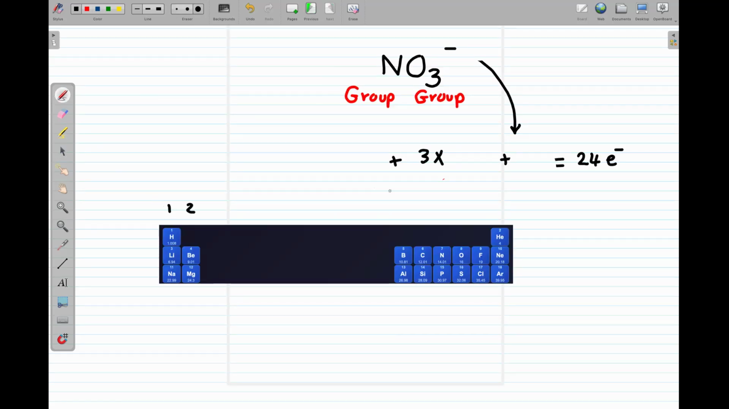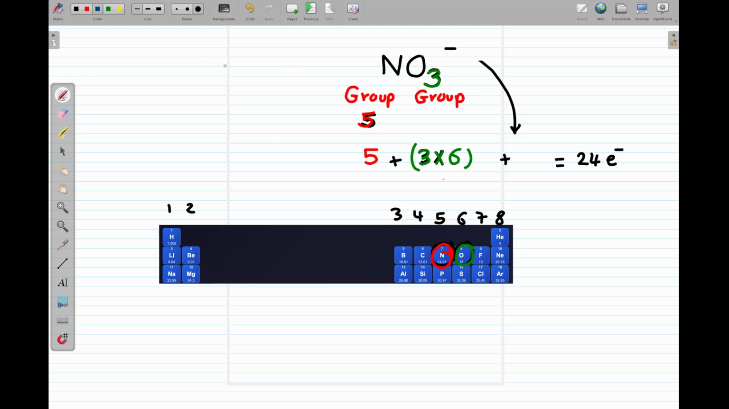In the periodic table, the nitrogen comes from the fifth group and oxygen is from the sixth group. So this means that the nitrogen has 5 valence electrons. Let's draw them with the red color to be identified as the valence electrons, or the outermost electrons, of the nitrogen, while the oxygen is coming from group number 6. That's why it will have 6 valence electrons, and there are 3 of them. Because there are 3 oxygen atoms, there are 18, 3 multiplied by 6 valence electrons.